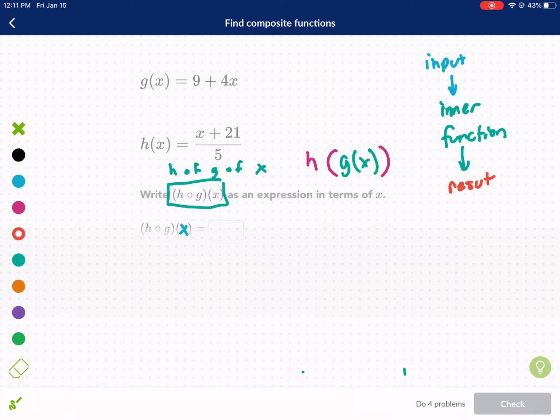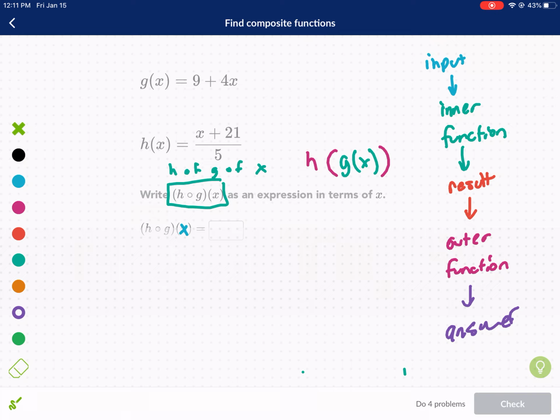Once you get this result from the inner function, after plugging in the input, you're going to plug that as an input into the outer function. So now we put that into the outer function. I explained this in the other video too, but just in case I wanted to do it briefly. And then after we plug it into the outer function, we are going to get our answer. Okay, so that's the process.